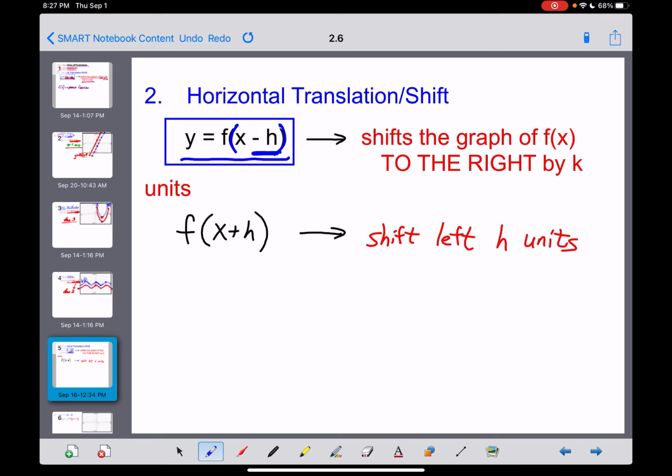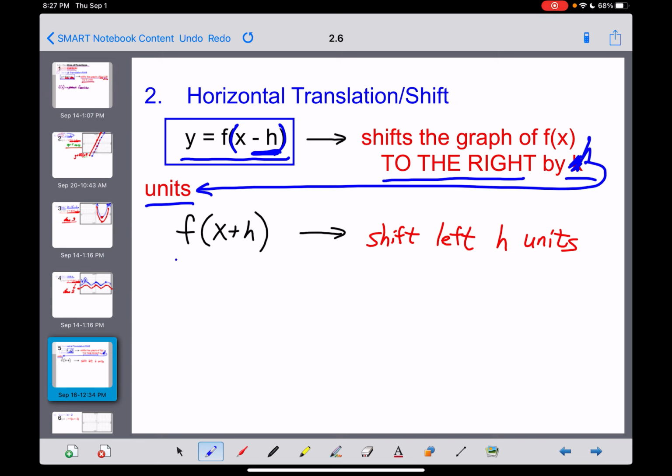So if you see a function y is equal to f of x minus h, that's how we read that. That minus h in the parentheses tells us that we're shifting the graph of f of x to the right by k units. Sorry guys, my spacing is a little weird right here when I switch from smartboard over to the iPad. So an x minus h in parentheses is a horizontal shift. I'm sorry, that is a typo right there. That should have been h units to the right.